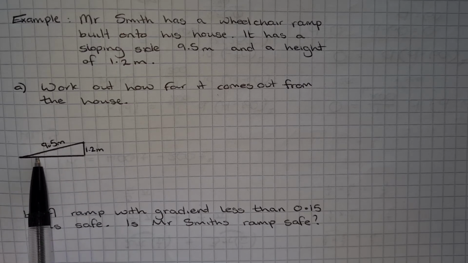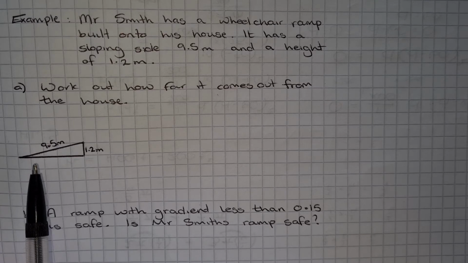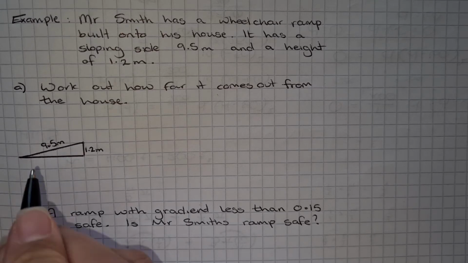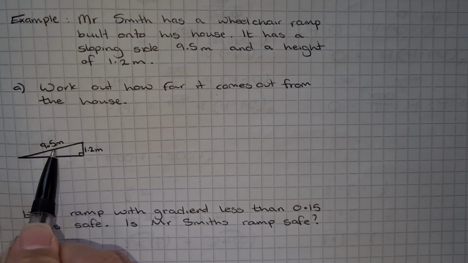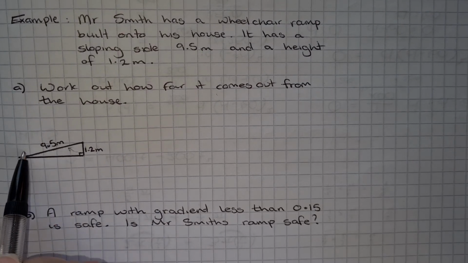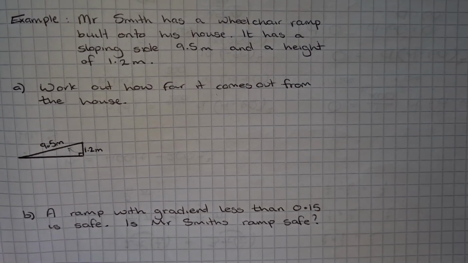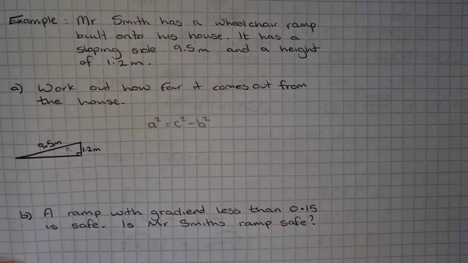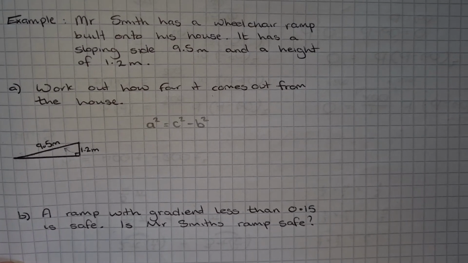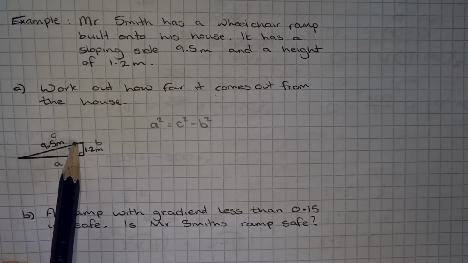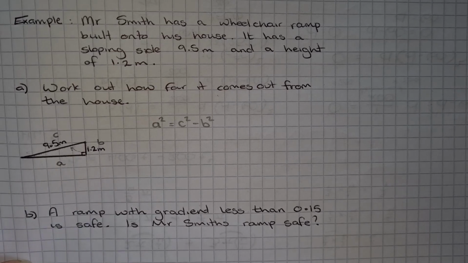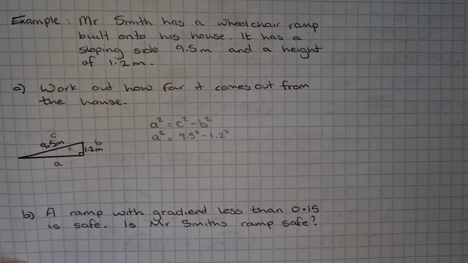So this part of the question is using Pythagoras, and we're trying to find the shorter side, because that's opposite your right angle, which means that's the hypotenuse, which is the longest side. So we're using a squared equals c squared take away b squared. You can label the triangle A, C and B. A is what we're trying to find, C is the longest side and B is the other one. Put the numbers in on the next line.